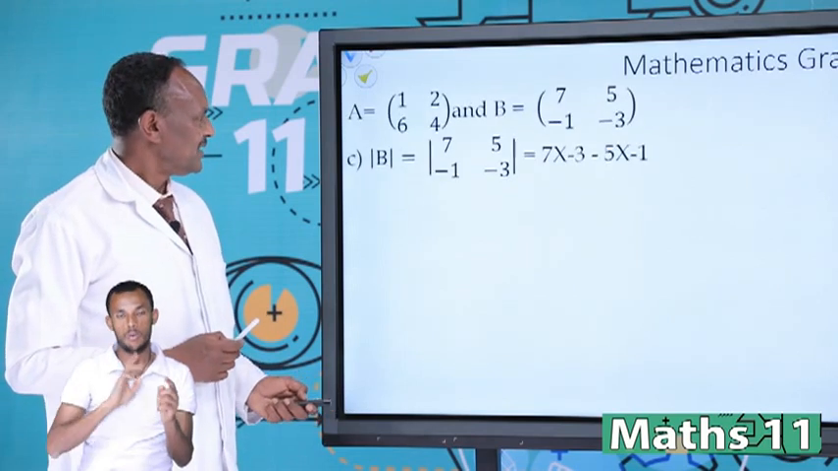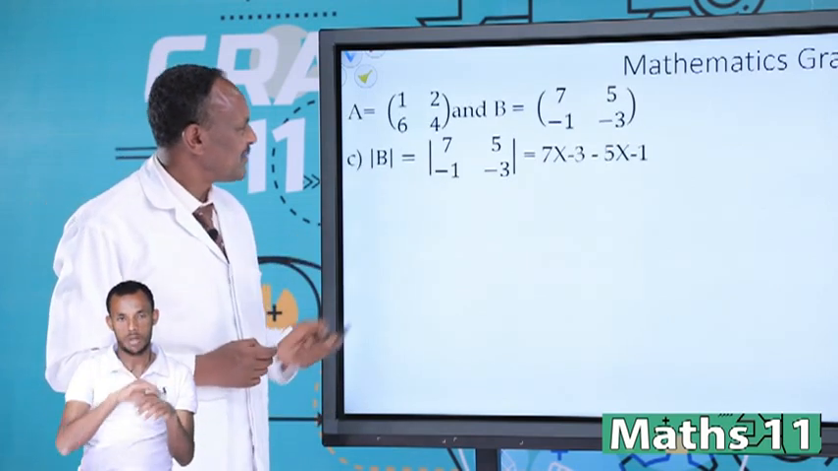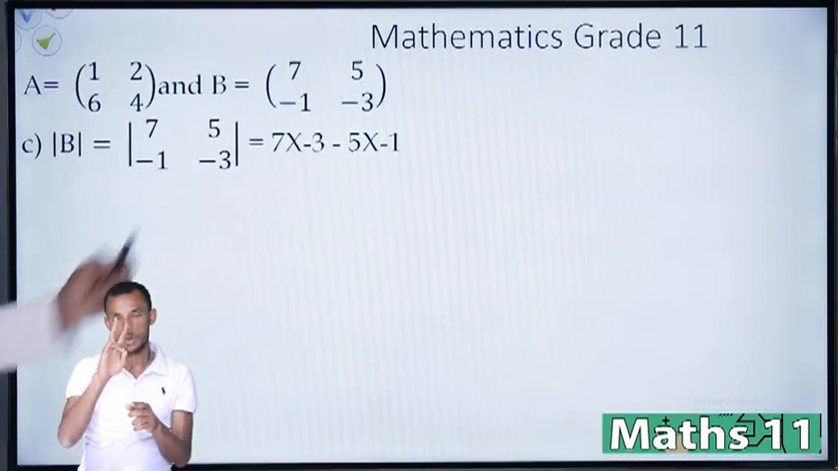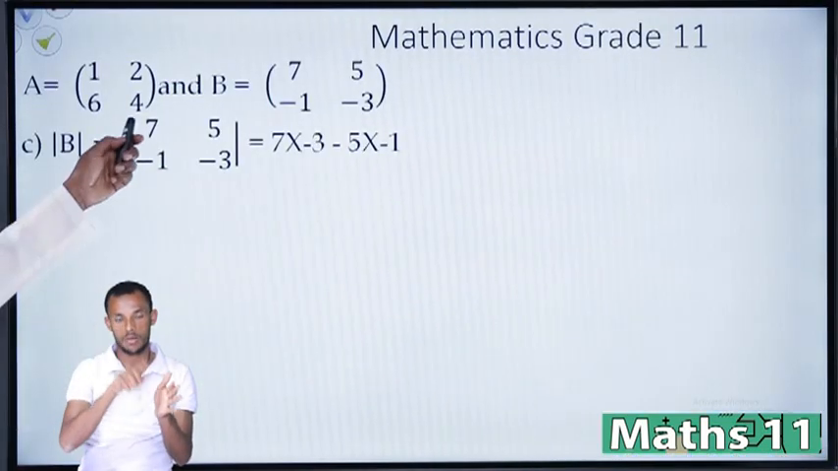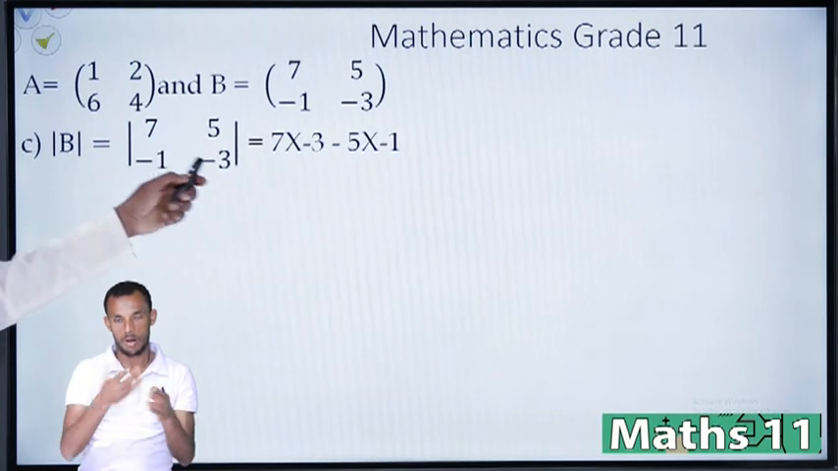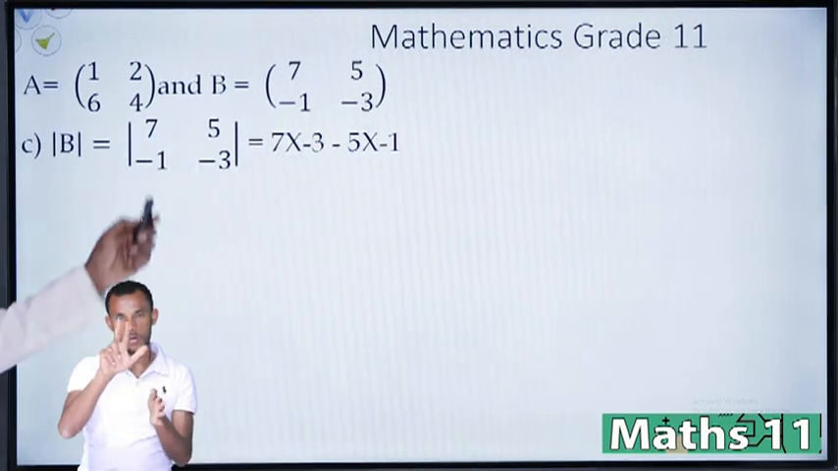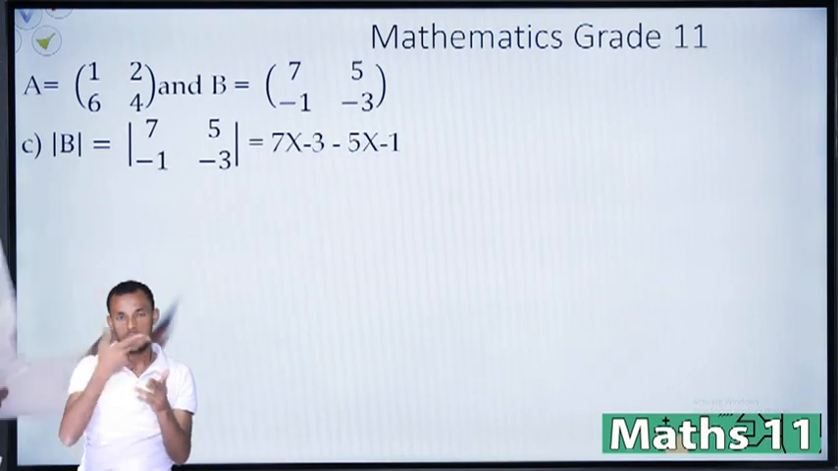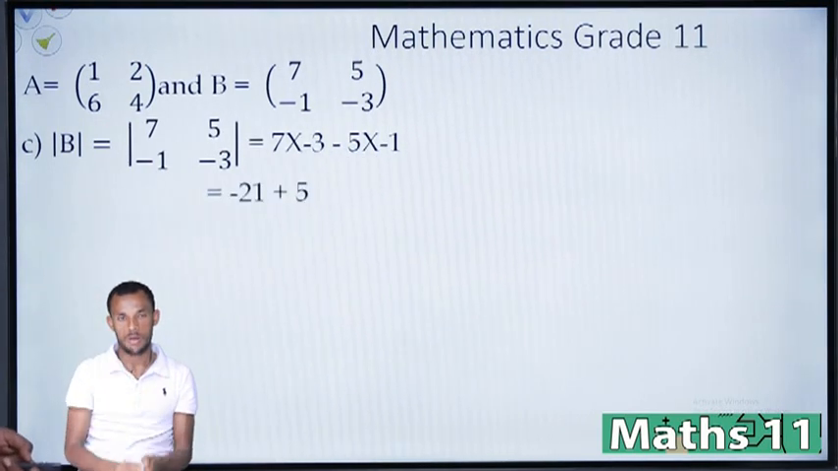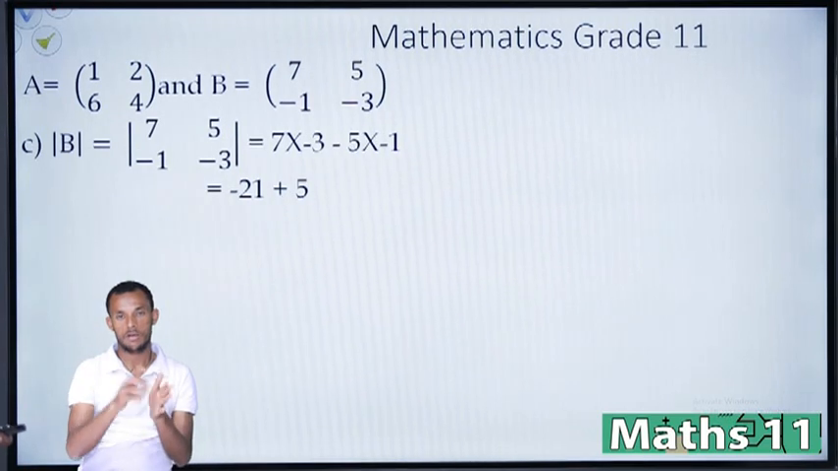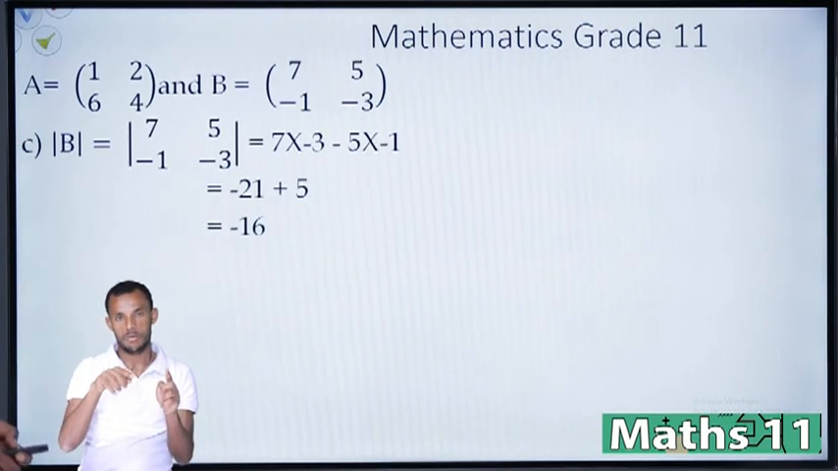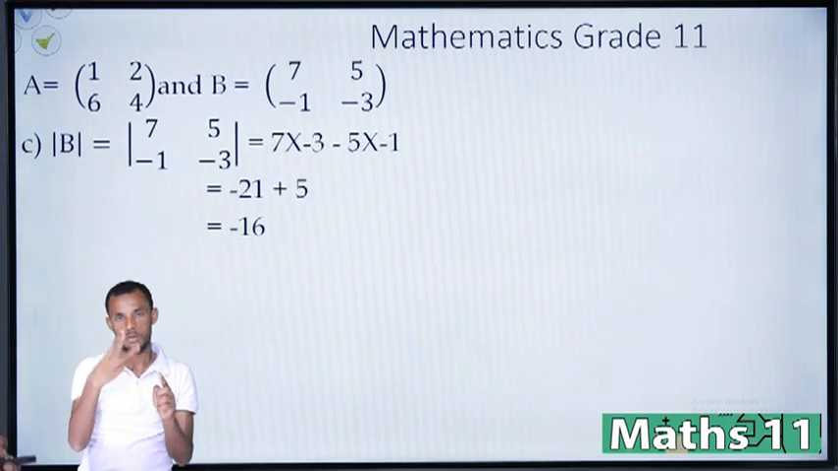When you are coming to C, what is the determinant of B? B was this matrix. So 7, 5, negative 1, negative 3. The main diagonal element is 7 times negative 3 minus the opposite diagonal element, 5 times negative 1. 7 times negative 3, negative 21. Negative times negative, positive. So you have a result of negative 16.